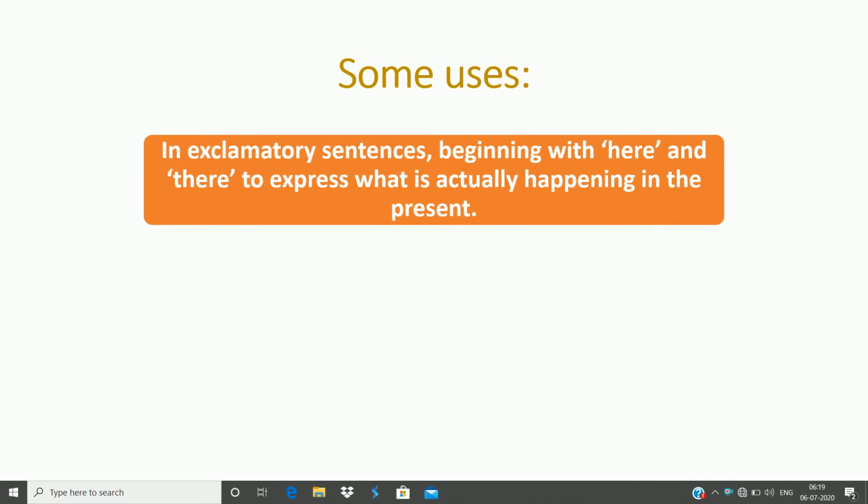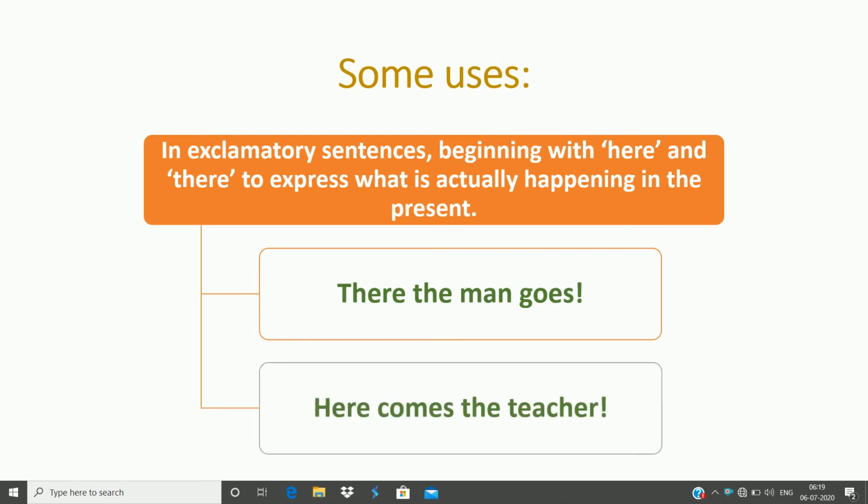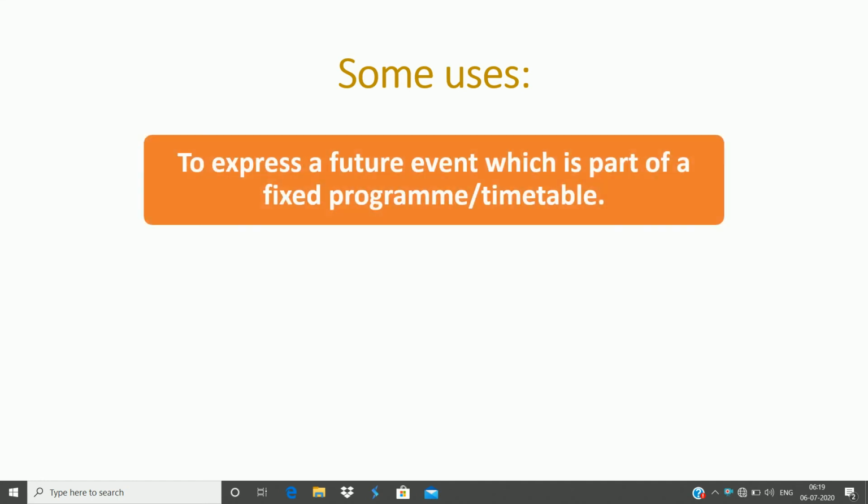In the third type of use, it is used in exclamatory sentences beginning with here and there to express what is actually happening in the present or now. For example, there the man goes. The second example is here comes the teacher. Similarly, you can make some other sentences also.